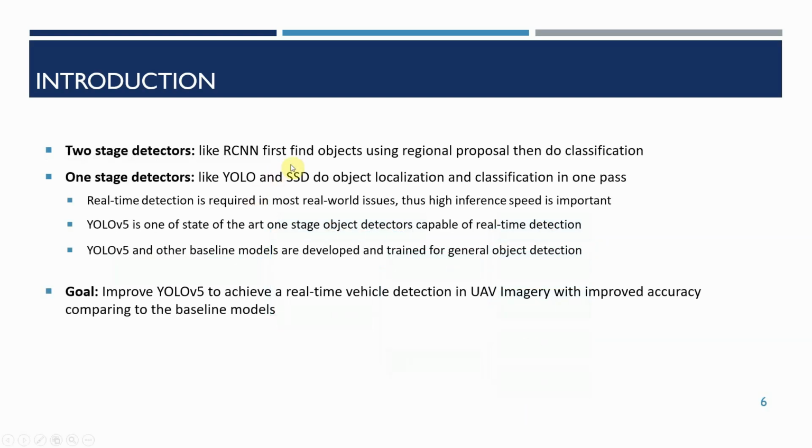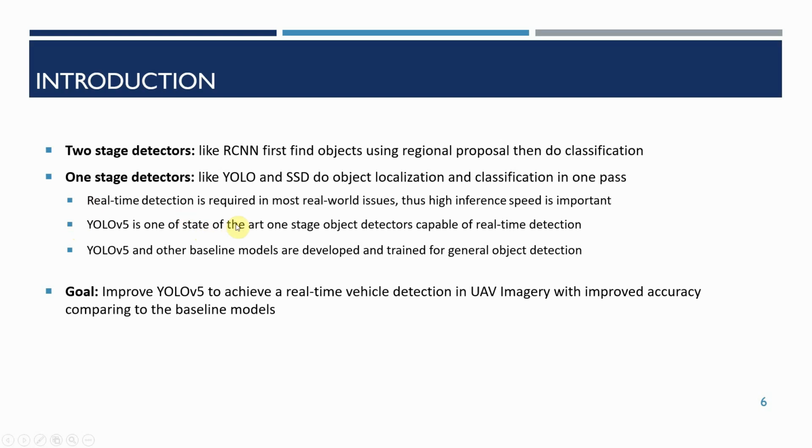Two-stage detectors like R-CNN first find objects using region proposal, then do classification. Thus they have two stages. One-stage detectors like you only look once and single-shot multi-box detectors do object localization and classification in one pass, and they treat the problem of object detection as a normal regression problem. Real-time detection is required in most real-world issues, thus high inference speed is important, and one-stage object detectors have a higher speed than the two-stage detectors, so they are more suitable for real-time detection.